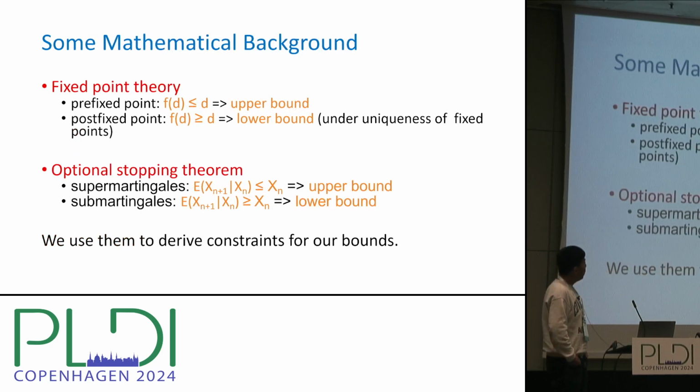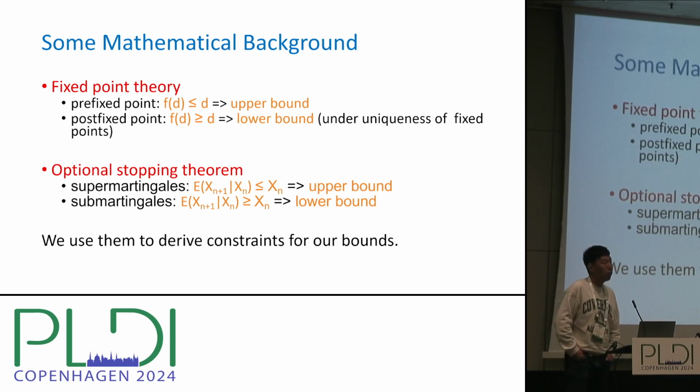We'll first review some of the mathematics behind it. Here we use fixed point theory, where we can derive a prefix point to serve as an upper bound for the posterior distribution, and a postfix point as a lower bound, if we guarantee that the program terminates almost surely, which ensures that we have a unique fixed point. We also use the optional stopping theorem, where we can use supermartingales to derive upper bounds, and also submartingales to derive lower bounds. So these things are all done.